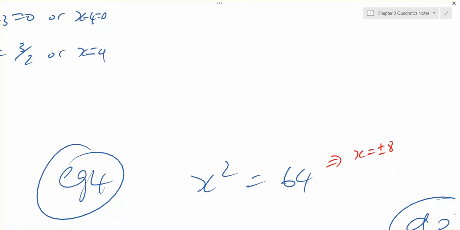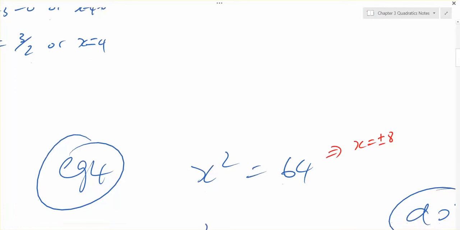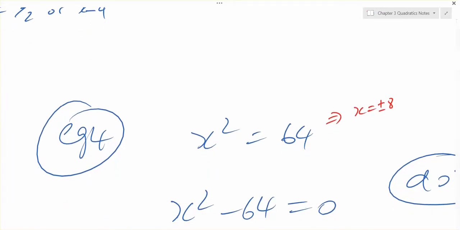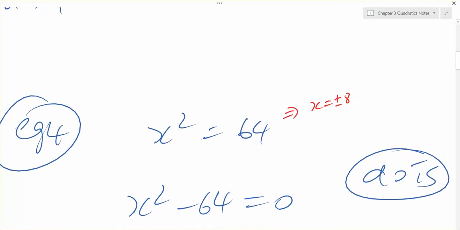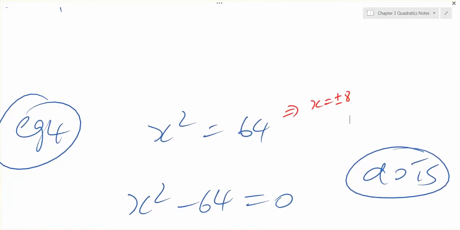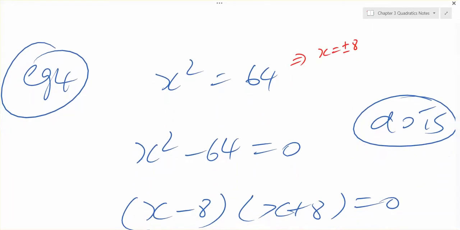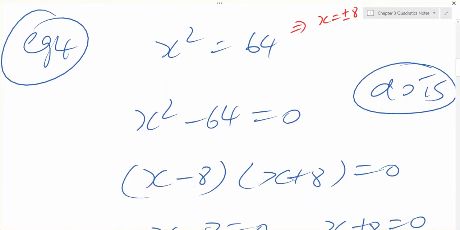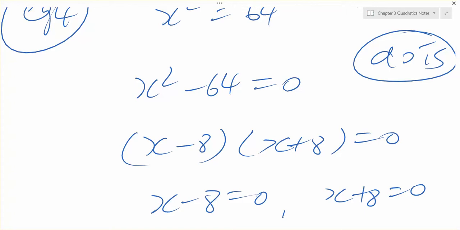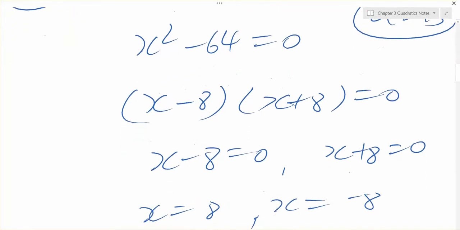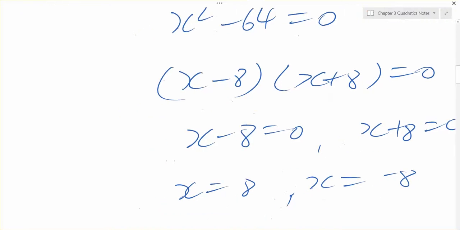So I subtract 64 from both sides to get all the terms on one side and the 0 on the other. Then I recognize this as a difference of two squares, because we've got something squared minus something squared. So that can be factorized into (x minus 8)(x plus 8) equals 0. I use the null factor law: x minus 8 equals 0 and x plus 8 equals 0. So when I solve it, I get x equals 8 and x equals negative 8.